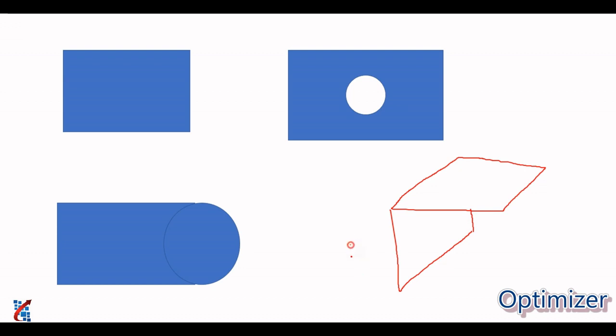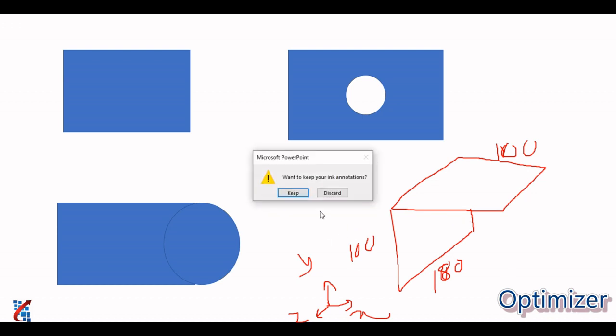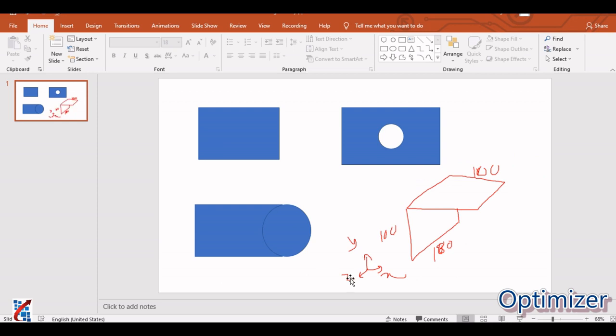So the vertical height is suppose 100, width is suppose 80, and this is again 100. Suppose this is the X direction, so height is in the Y direction and width is in the Z direction. So how to draw this, that we are going to see. For the sake of understanding we will take 100, 100 and 100.